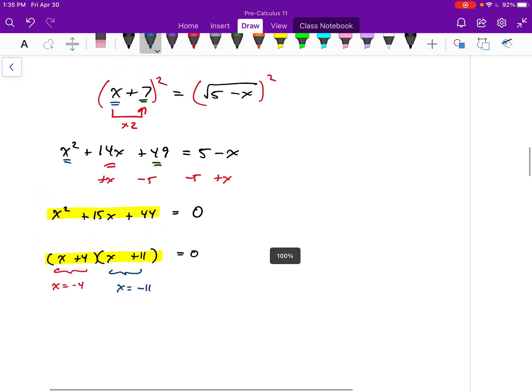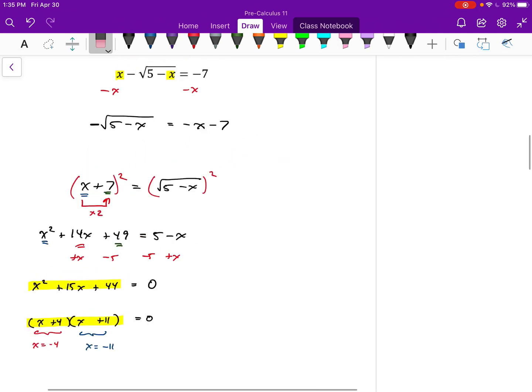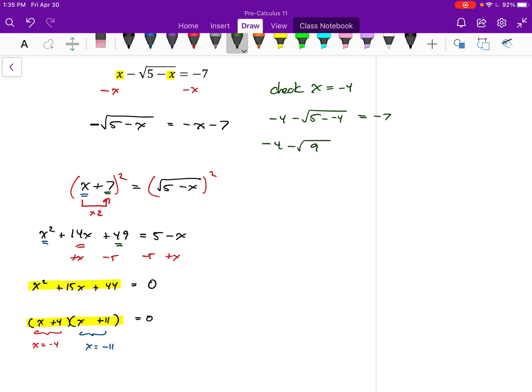But let me check now. Because again, as soon as I did this step right here, I run the risk of one of these solutions, or maybe both of them, not actually working. Okay, so all I got to do is check. So going back so I can see everything here, first let me check with x equals negative 4. So I have negative 4 minus the square root of 5 minus negative 4, and that should equal negative 7. Let's see, I have negative 4 minus the square root of 9. 5 minus negative 4 is 9. So I have negative 4 minus 3, and that does equal negative 7. So I know negative 4 is good.